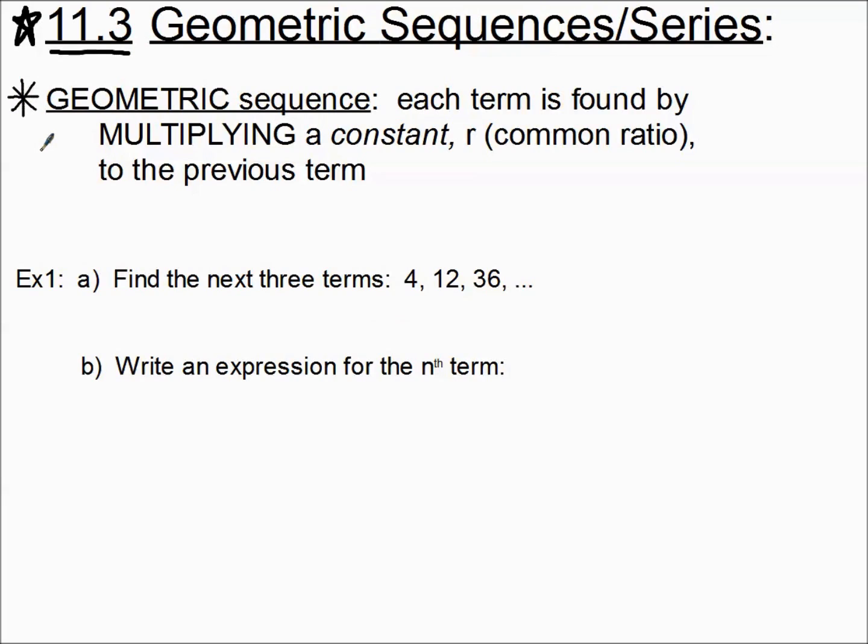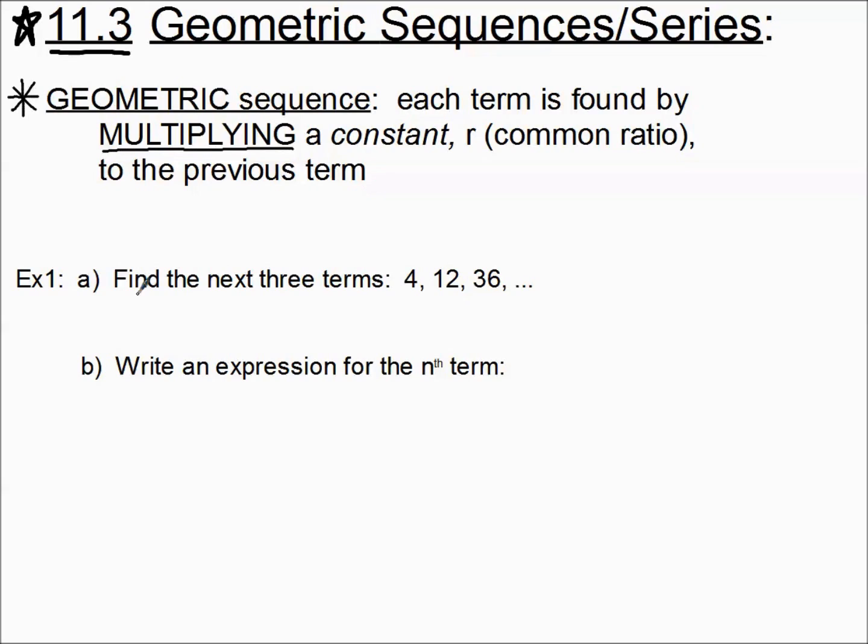A geometric sequence is when each term is found by multiplying by a constant, the same number. This time we call it R, and it's called the common ratio. So we multiply the same number to the previous term to get each term. So geometric is multiplying. Arithmetic, what we did last time, is adding.